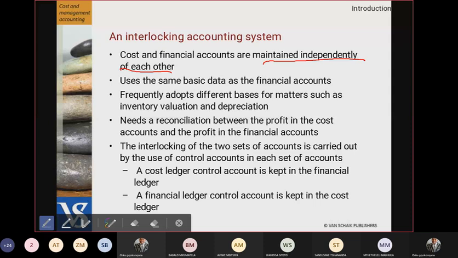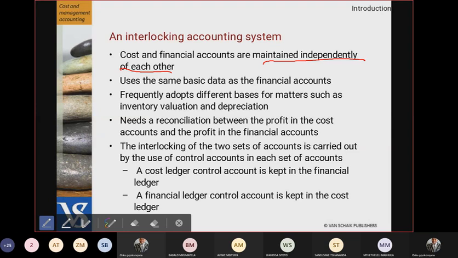But if they say that we maintain financial accounts and cost accounts independently, then you'll understand that we're using interlocking to do the reporting. It uses the same basic data as the financial accounts but frequently adopts different bases for matters such as inventory valuation and depreciation. Understandable, guys, because things are being done independently. So in the cost accounts, they can use a perpetual inventory system, whereas the financial accountants on the other side are using a different depreciation method.